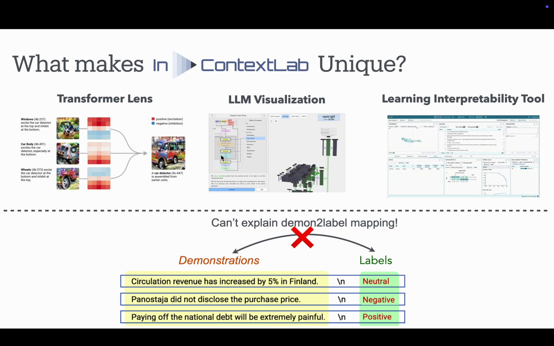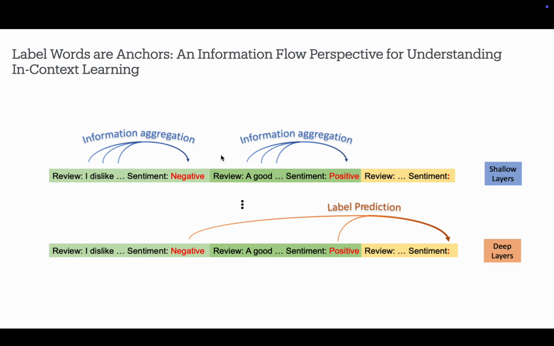So what makes today's project unique? There are already a lot of existing large language model interpretation tools like TransformerLens, LLM visualization, and the Learning Interpretability Tool, but they are not specifically designed to explain the demonstration-to-word mapping. So they don't provide useful interpretation of the in-context learning process. So for our repo, we incorporate four cutting-edge models that are specifically designed to interpret in-context learning.